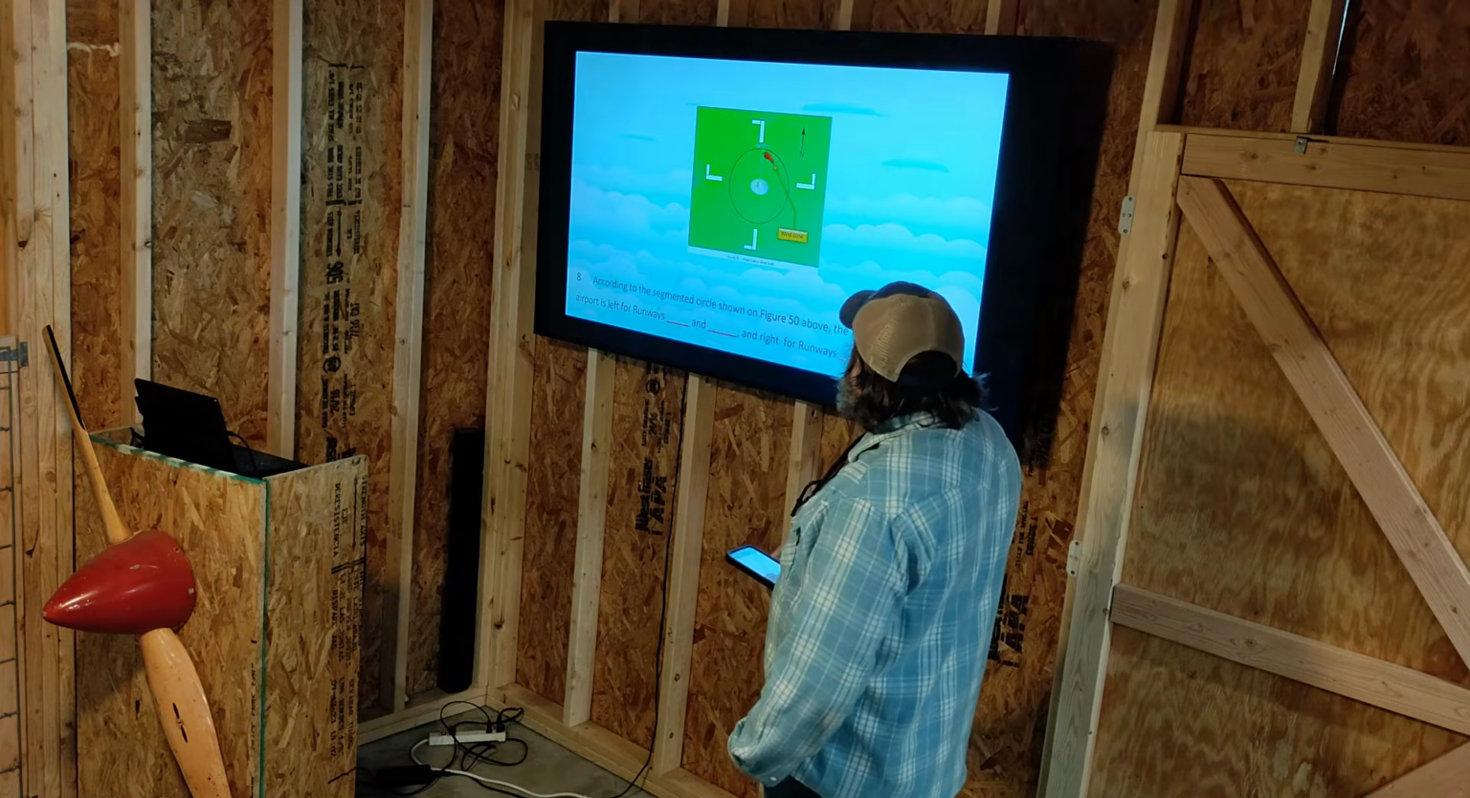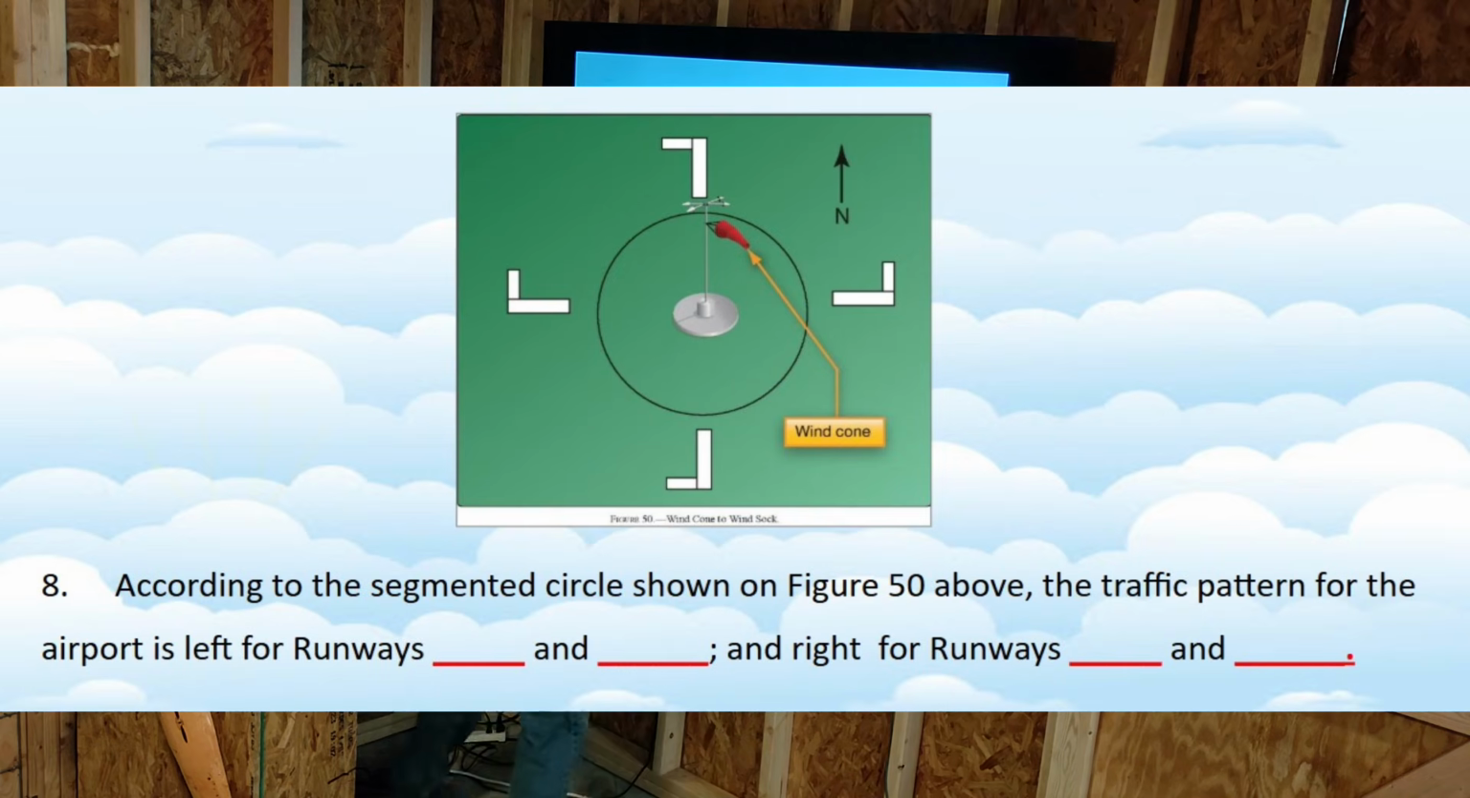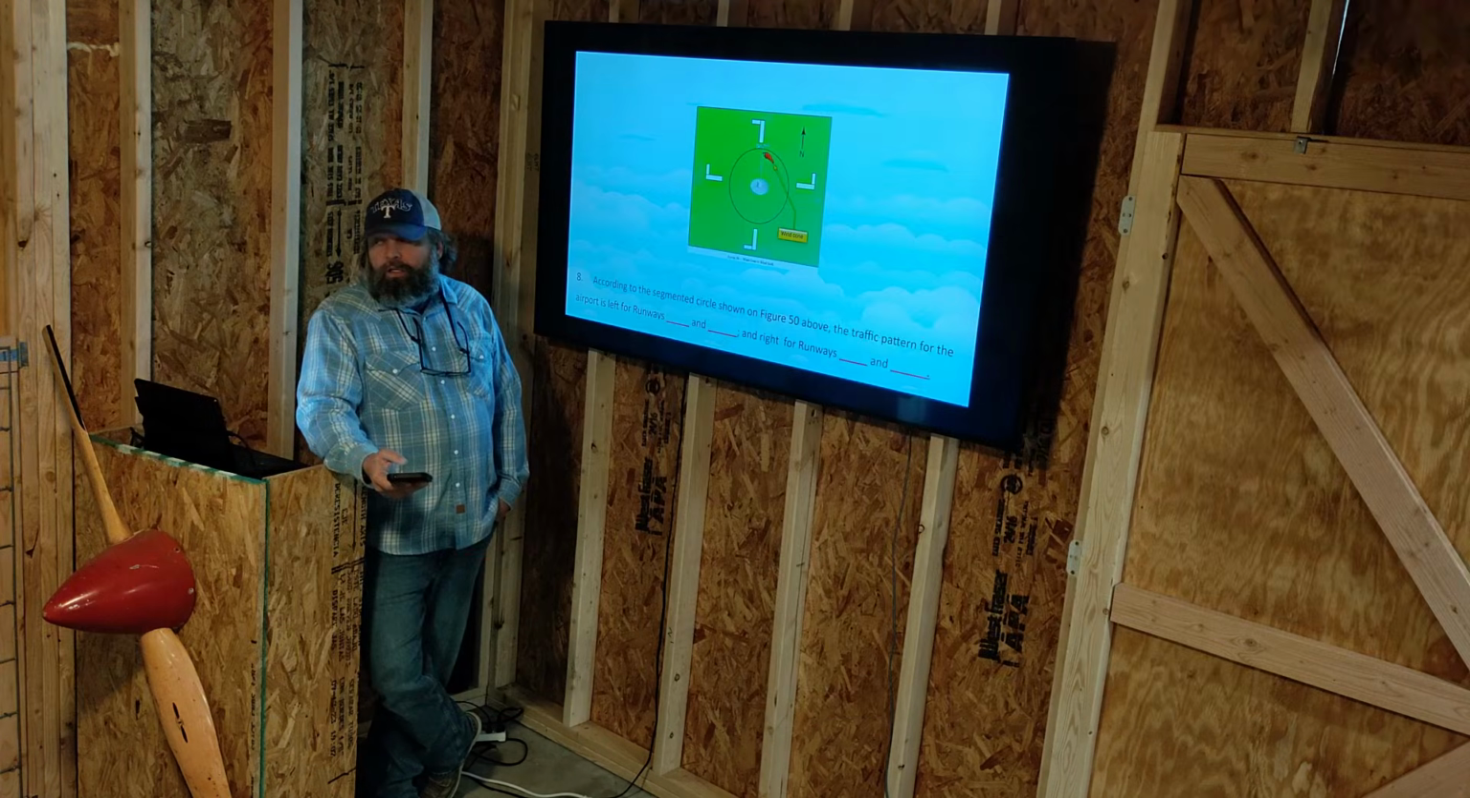All right. According to the segmented circle shown on Figure 50 above, the traffic pattern for the airport is left for runways blank and right for runways blank and blank. So here, you get to figure out the runway numbers without being given the runway numbers and the traffic pattern. So which ones have a left traffic pattern? We've got 36 and 9. Niner. 36 and 9.